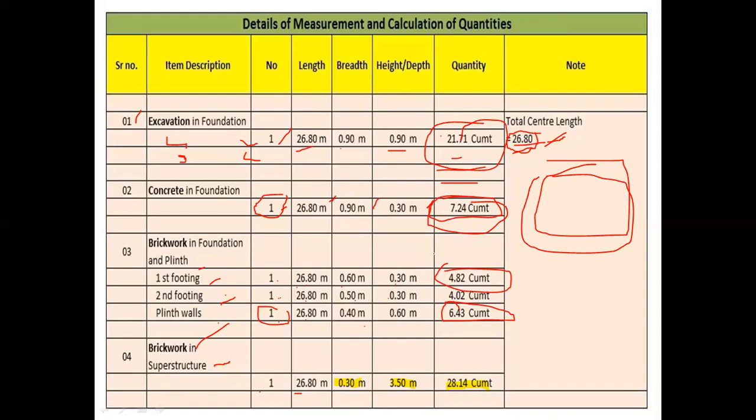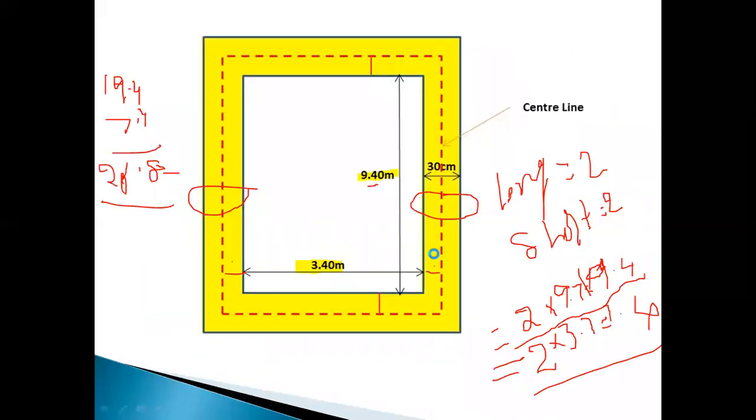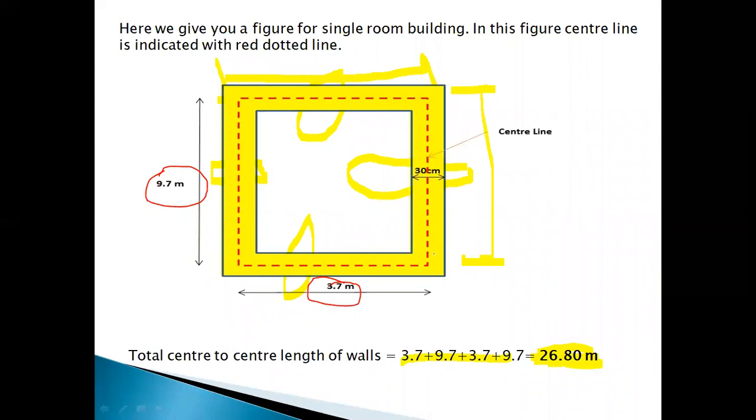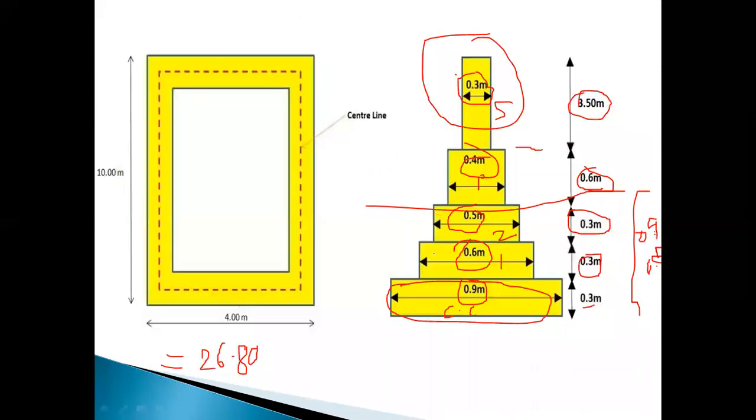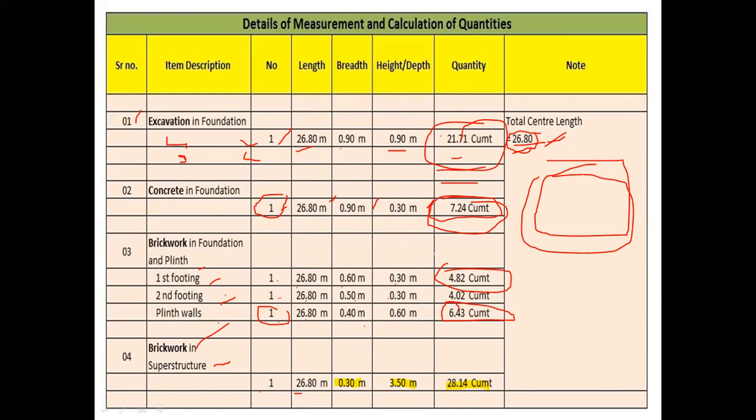Is that clear to all of you? This is the long wall short wall method and the center line method. Either method is given 28 marks. The tabular form is the same for both, but in the long wall short wall method, long wall and short wall are calculated separately, and in the center line method, we take the total length of the center line of the walls together. The table form is the same.